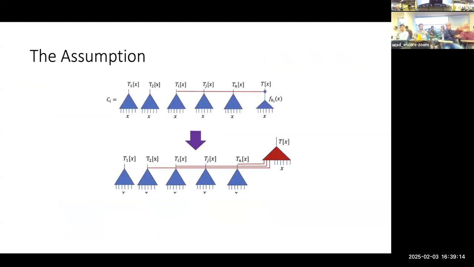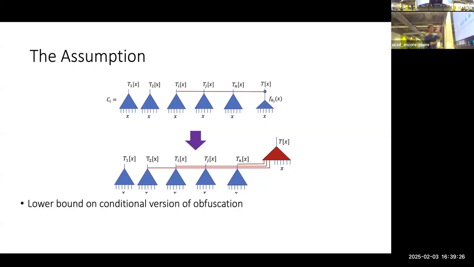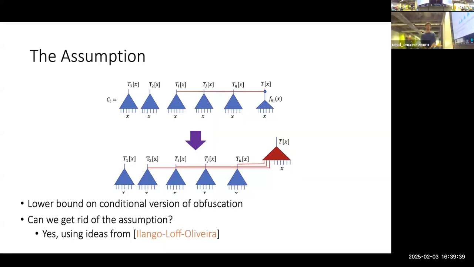Okay. So we want to get rid of this assumption that the IO always outputs the original circuit and only changes this part. And this result as is already gives us a lower bound on some conditional version of obfuscation, where we only want to obfuscate part of the circuit, but we want to get rid of the assumption. And it turns out that we can do it using ideas from the work of Ilango, Loff, and Oliveira that proves the NP-completeness of multi-MCSP.